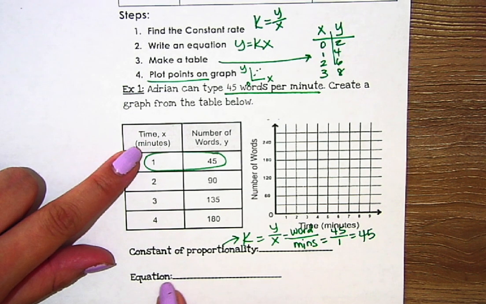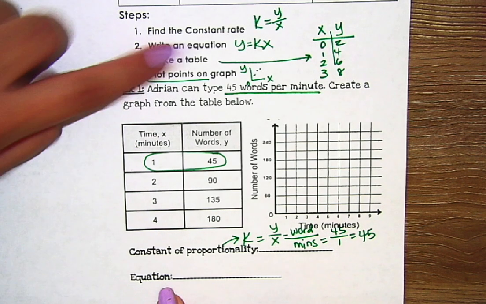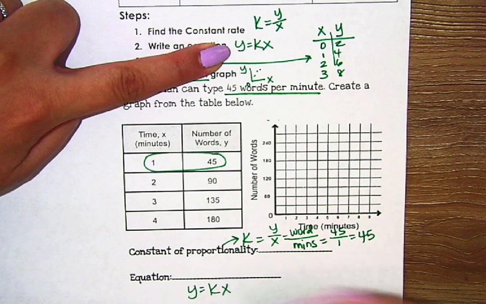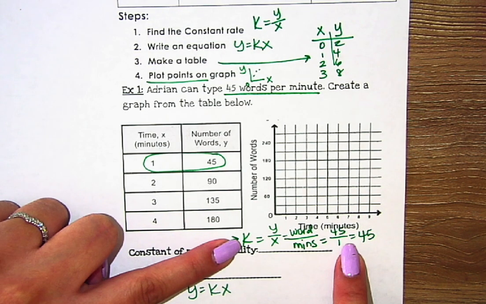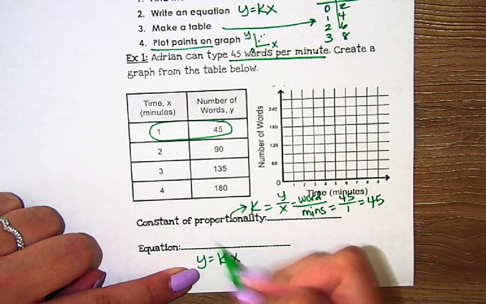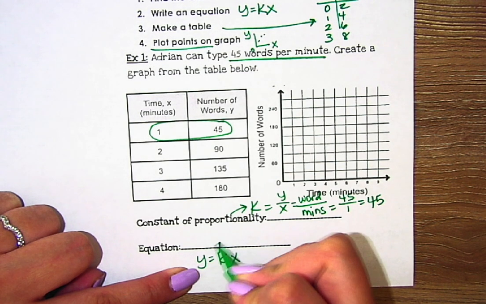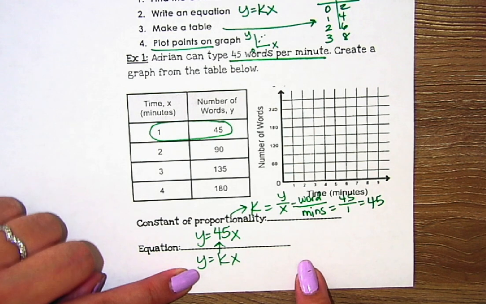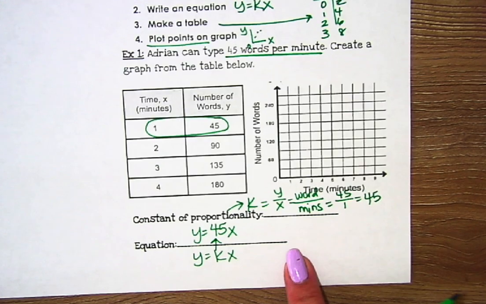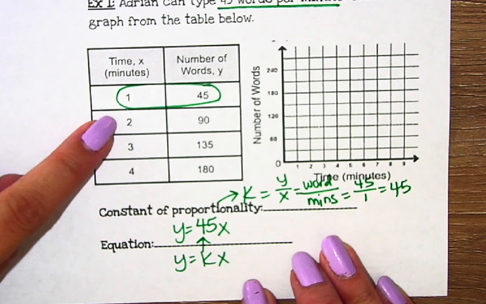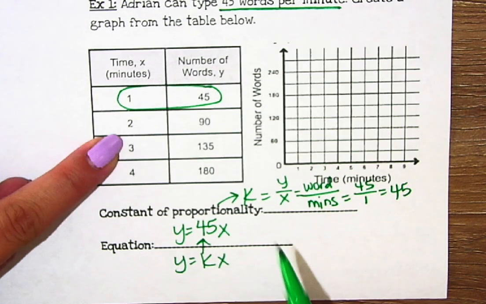Now I have to plug it in my equation. So remember, my equation is going to be Y is equal to KX. I just found my K, so I'm going to plug that 45 where I see a K. So my equation is going to be Y is equal to 45X. Okay, and I could check myself. I can check myself by plugging in my X values.